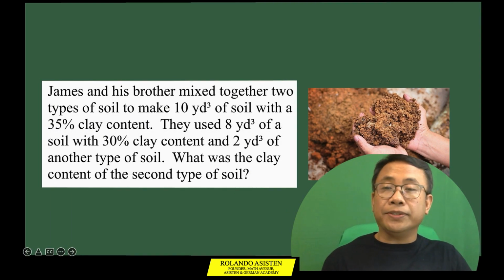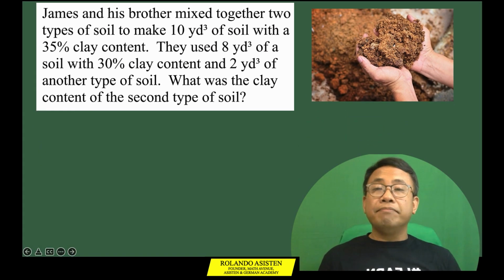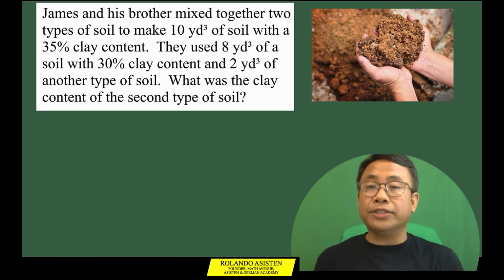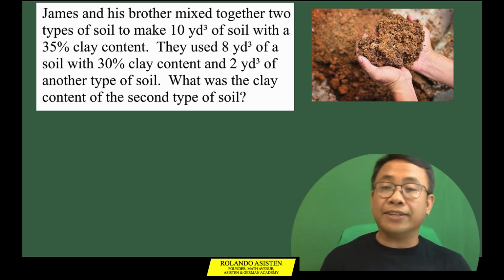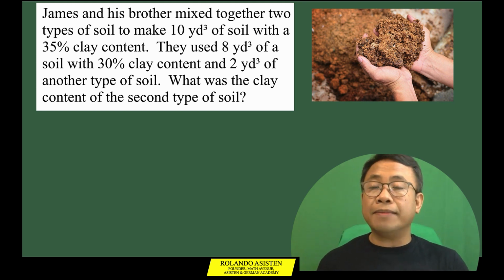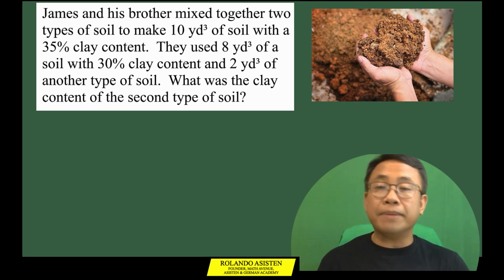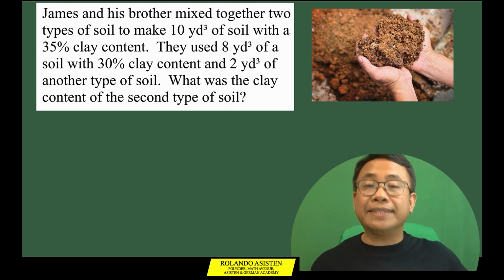Here's problem number 2. Let's say James and his brother mixed together two types of soil to make 10 cubic yards of soil with 35% clay content. They use 8 cubic yards of a soil with 30% clay content and 2 cubic yards of another type of soil. What was the clay content of the second type of soil?